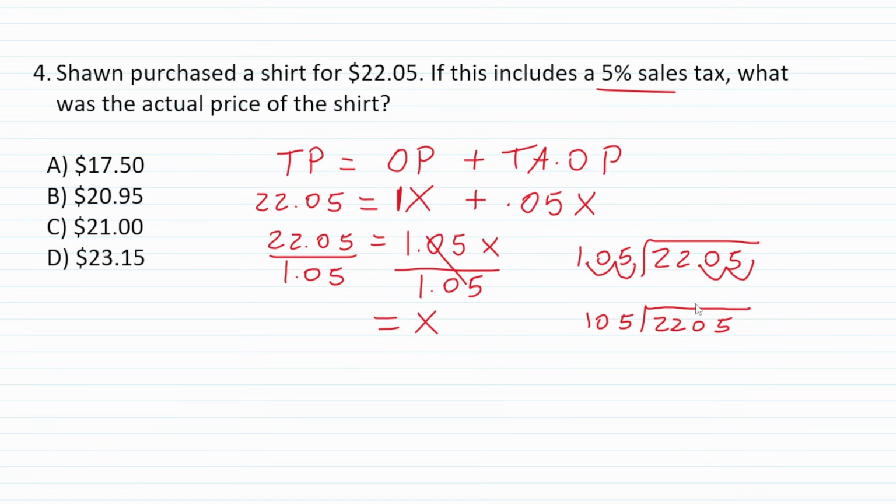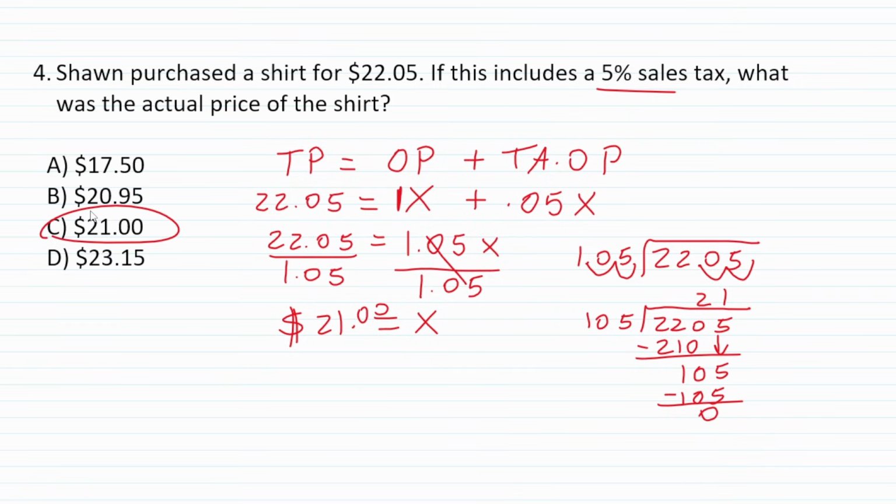105 goes into 220 2 times without going over. 105 times 2 is going to be 210. 220 minus 210 is 10. Drop down this 5. 105 times 1 is exactly 105, so there is no remainder. In other words, x, or the original price of the shirt, is going to be C, $21.